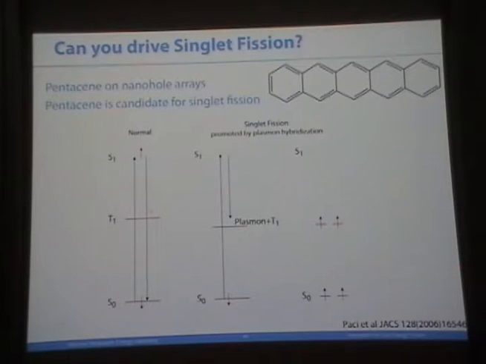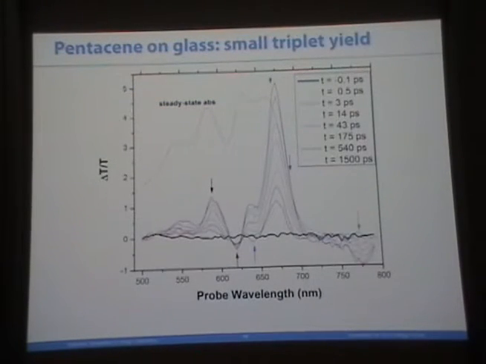Now this molecule here, this pentacene, doesn't do this by itself, and that is because the triplet energy is not precisely right. The idea here was that if we hybridize that with a plasmon, we can tune that energy level just a little bit and actually drive this process to happen and drive it towards getting multiple of these triplet excitons out. So we put these pentacene molecules on glass first to get you familiar with this system. This is ultrafast absorbance here.